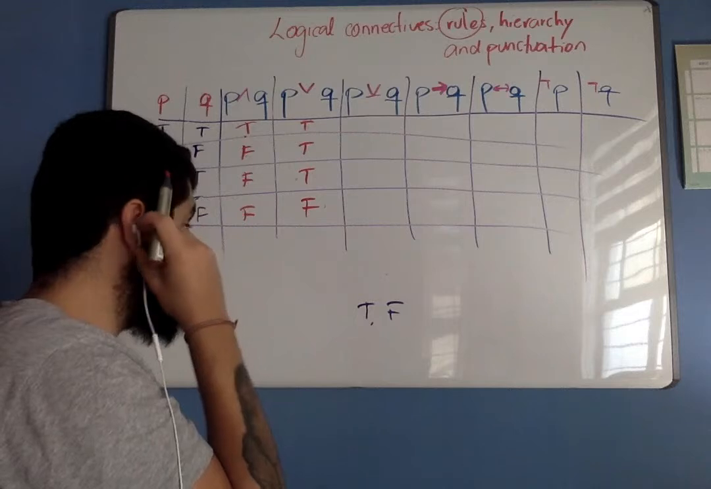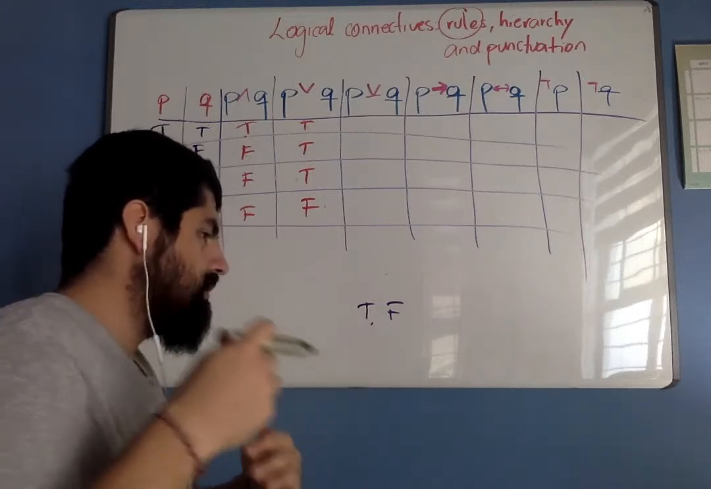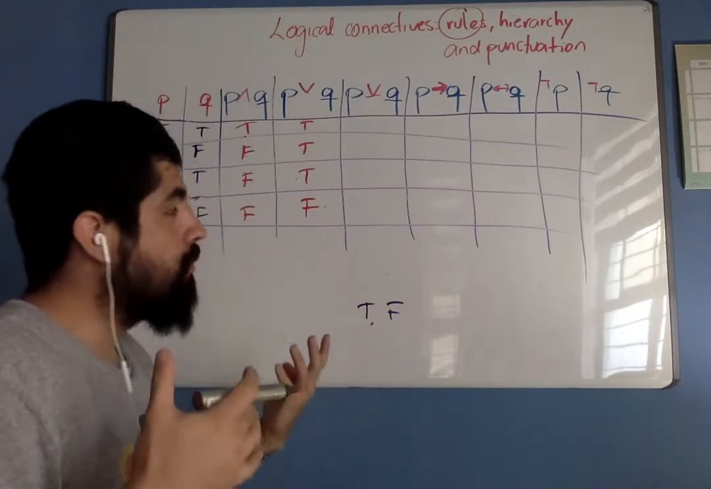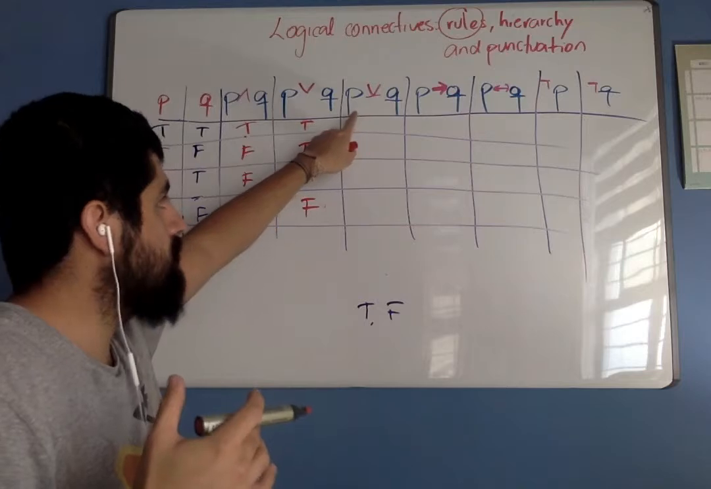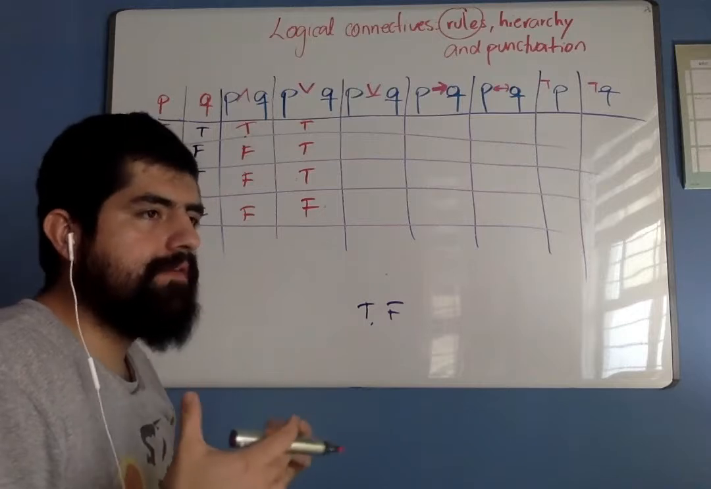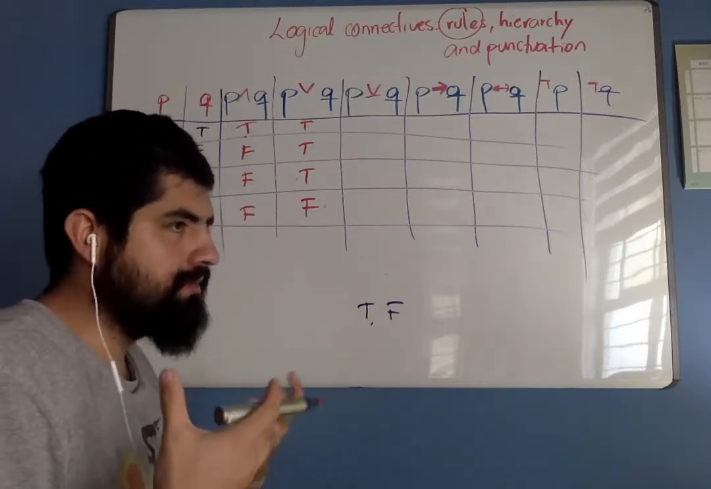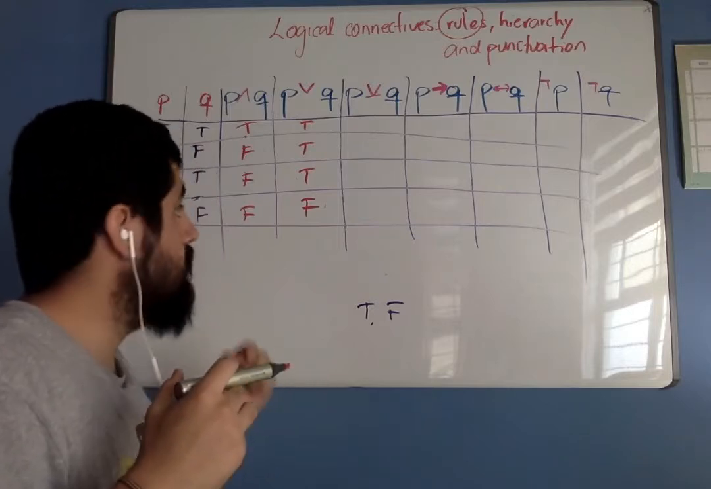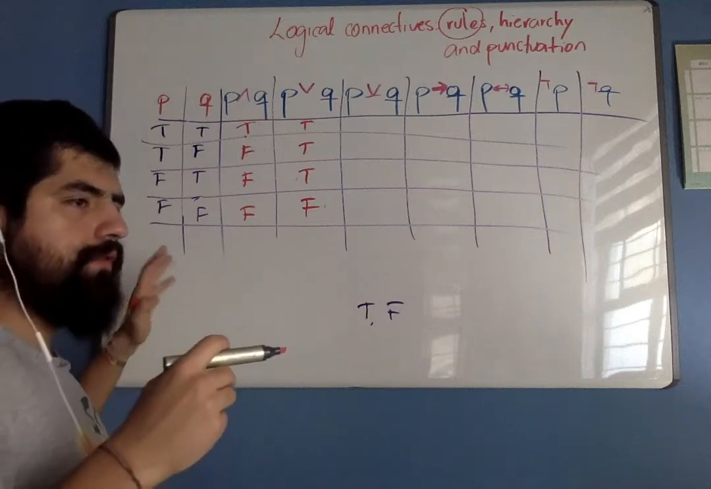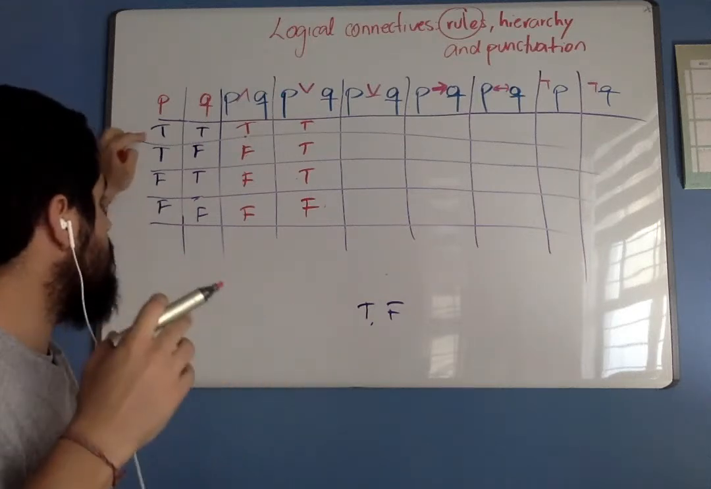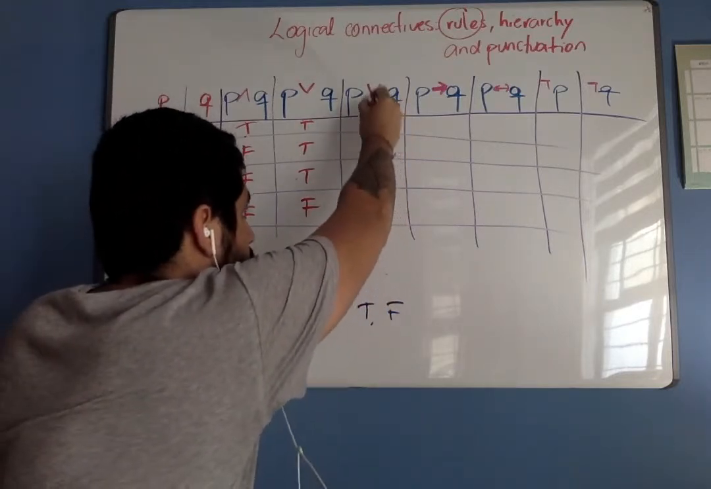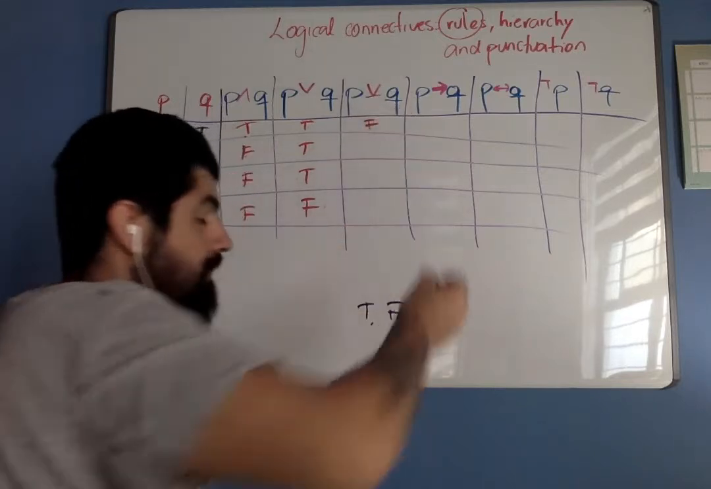The rule of the exclusive disjunction is it is true when its components, in other words, P and Q, have different values. When P and Q have different values, the exclusive disjunction is going to be true. So in the first case, for example, true and true, are those different values or not? No, as you can see, they are the same values. P is true and Q is true. Therefore, in this case, the exclusive disjunction is going to be false.